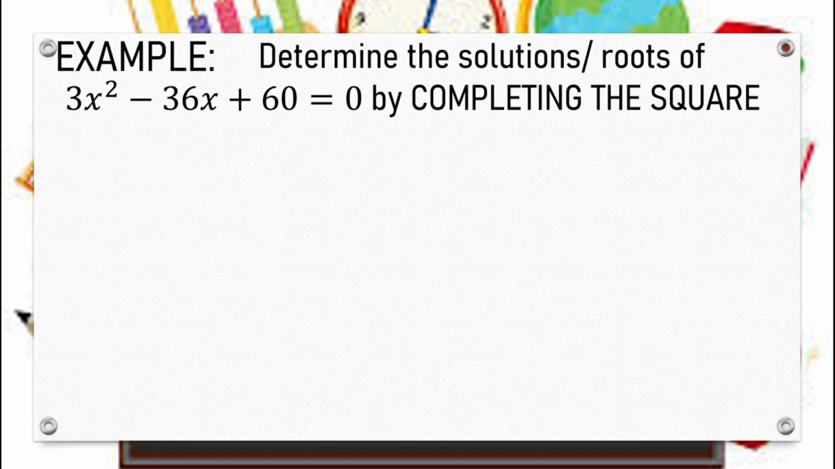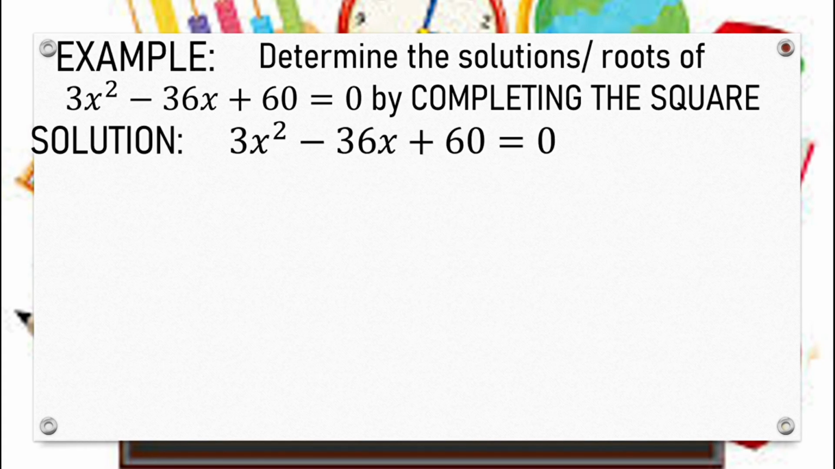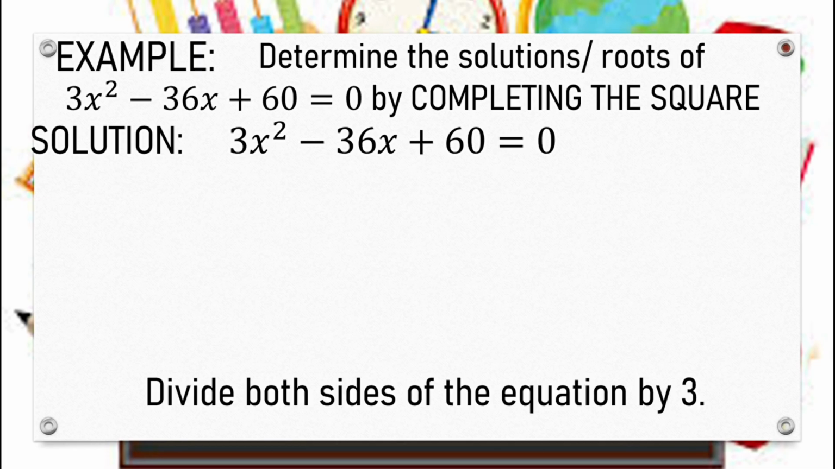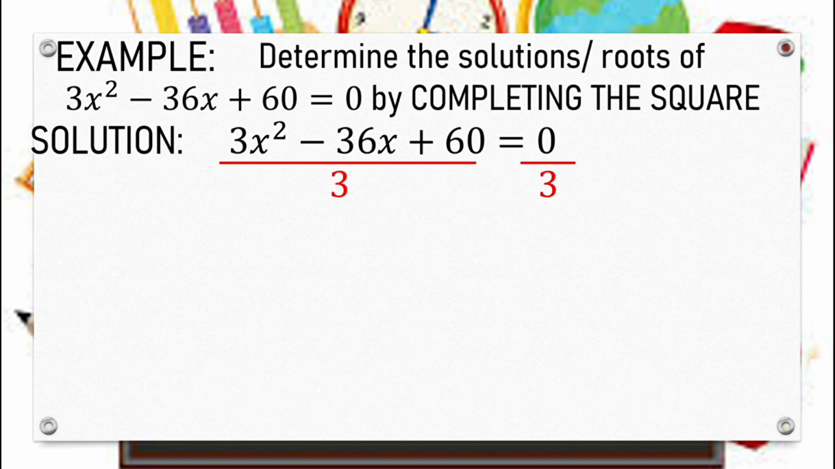Another example. Let's determine the solutions or roots of 3x squared minus 36x plus 60 equals 0 by completing the square. For our solution, given the equation 3x squared minus 36x plus 60 equals 0, we will divide both sides of the equation by 3. The simplified equation becomes x squared minus 12x plus 20 equals 0.